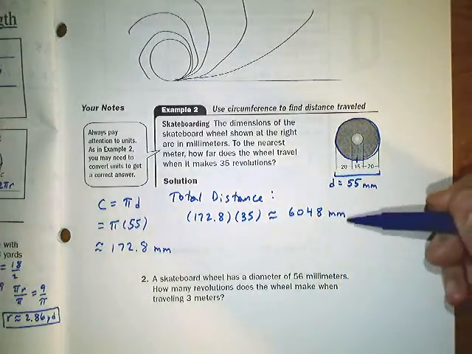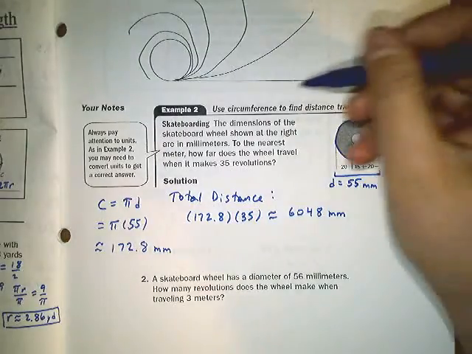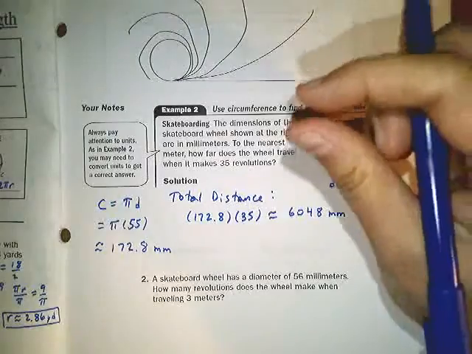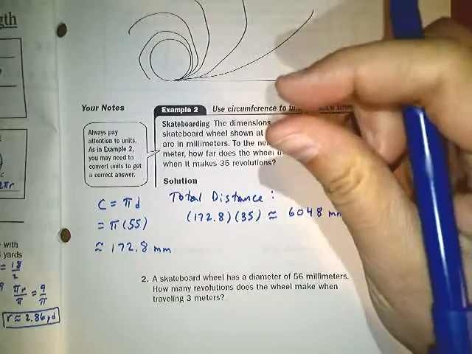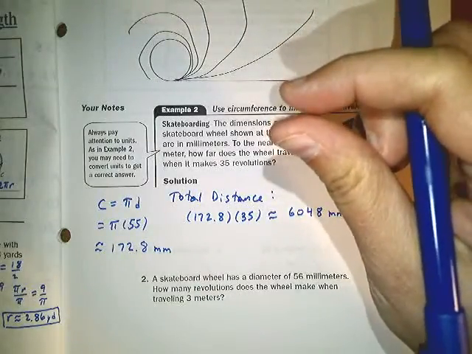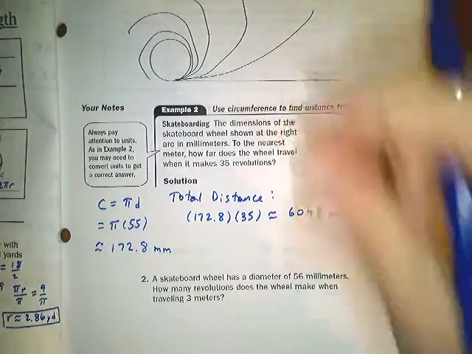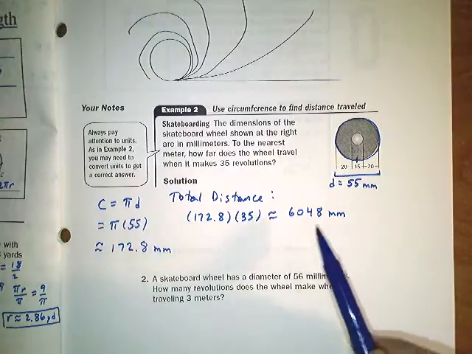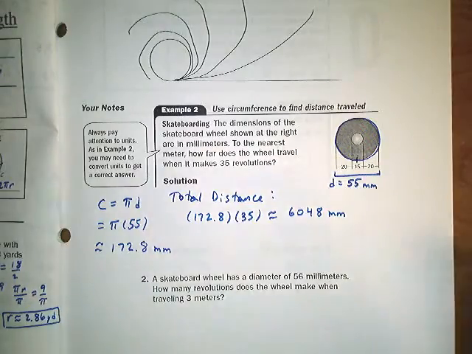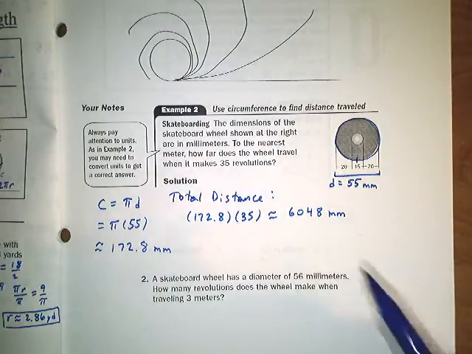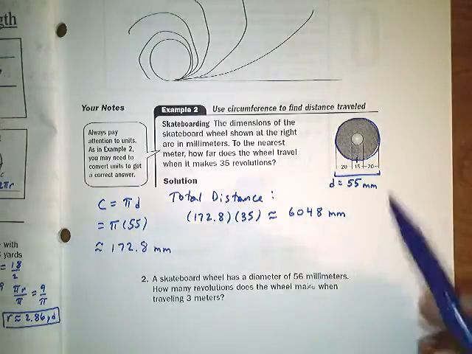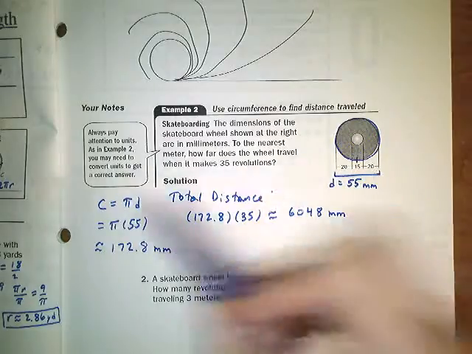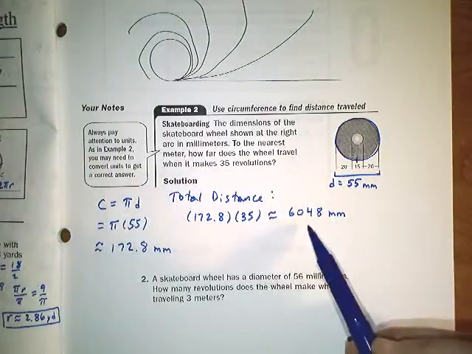Now, a millimeter is not very much. A millimeter is about as thin as one of my lines. Like it's as far apart as you can hold your fingers without touching. That's how tiny a millimeter is. So it's not really far, but 6,048 millimeters, you can kind of maybe get a sense of how long that is. Now, they want to know that's how far we've already figured out that that's how far the skateboard would travel if the wheels spun around exactly 35 times.